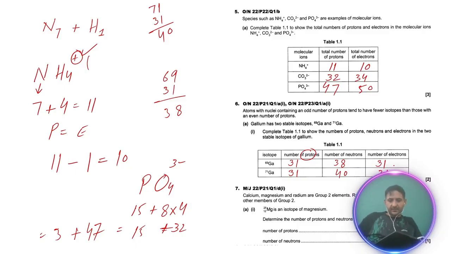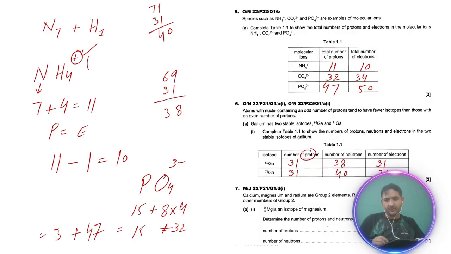Calcium, magnesium, and radium are group 2 elements. Radium follows the same trend as other members of group 2. Here we have magnesium, 25 and 12. Nucleon number is 25. Atomic number is 12. Determine the number of protons and neutrons in an atom of magnesium.